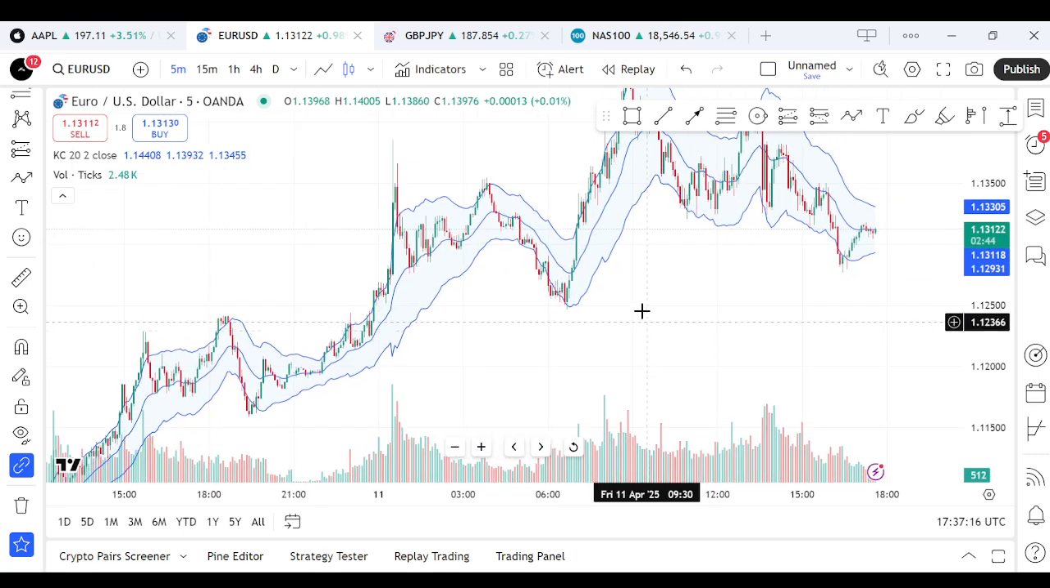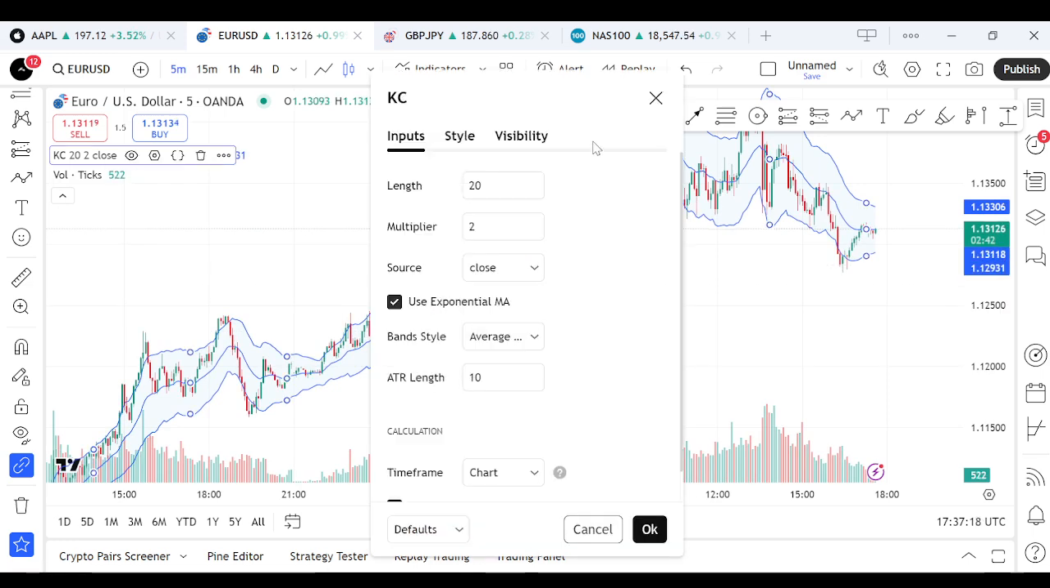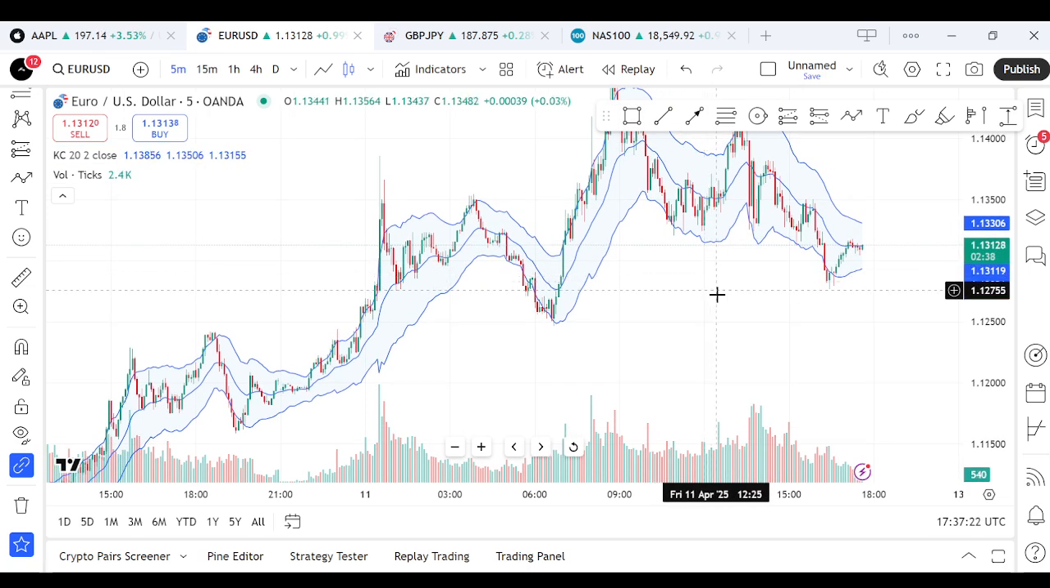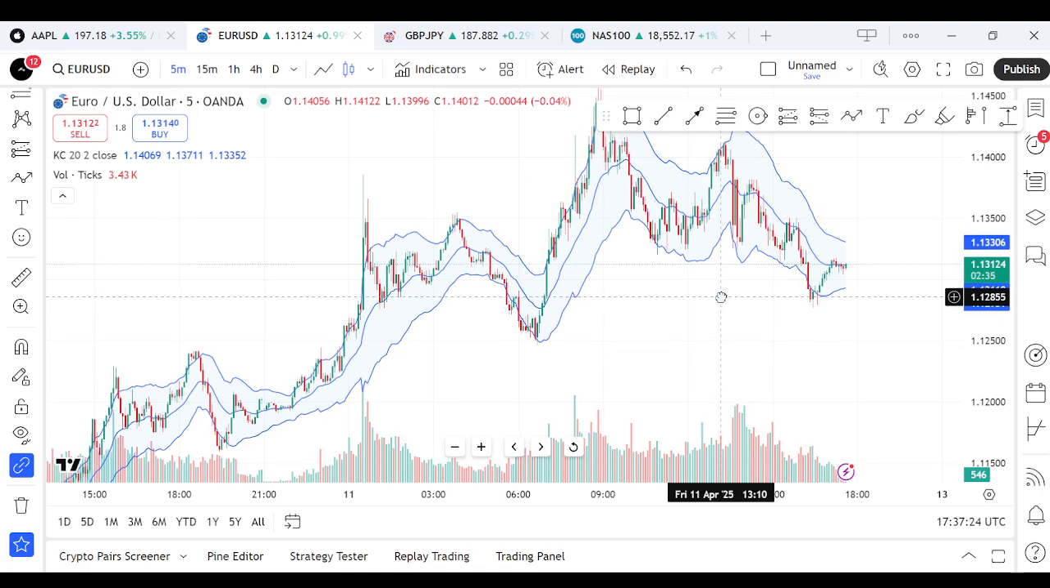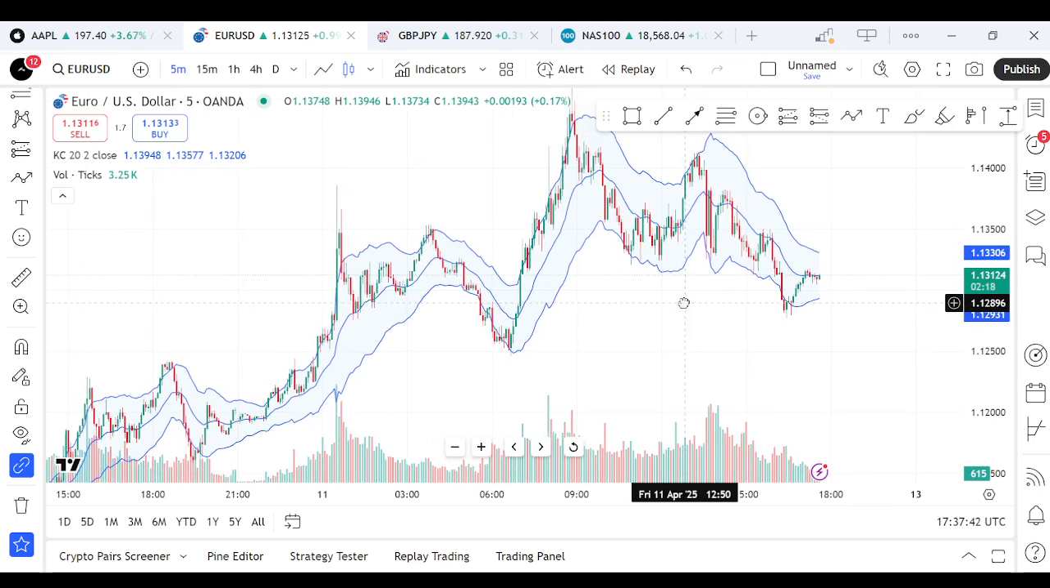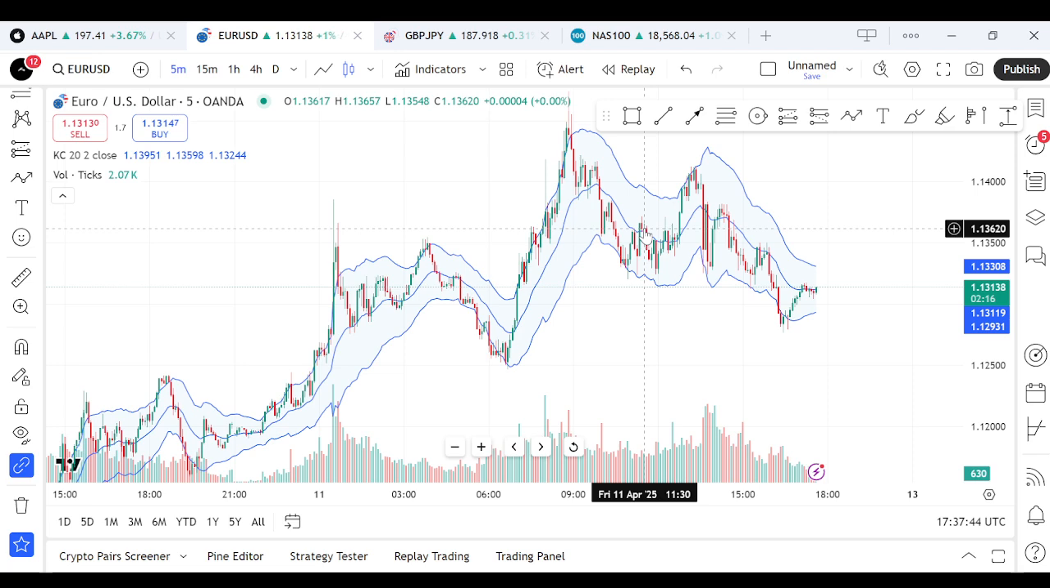So first of all, we have the Keltner channel on our chart, which is the indicator you are seeing. This indicator is a technical indicator designed to help traders identify trends, overbought and oversold conditions, and potential breakout opportunities. It was developed by Chester Keltner and later refined by Linda Raschke. This indicator is based on volatility and consists of three key components. It consists of a middle line, an upper band and a lower band.